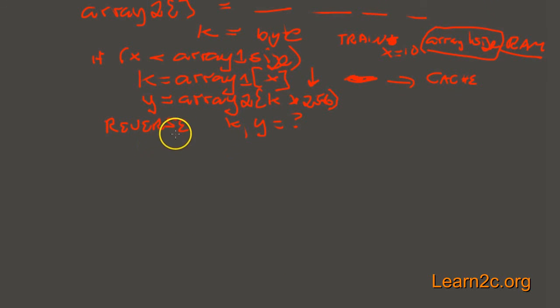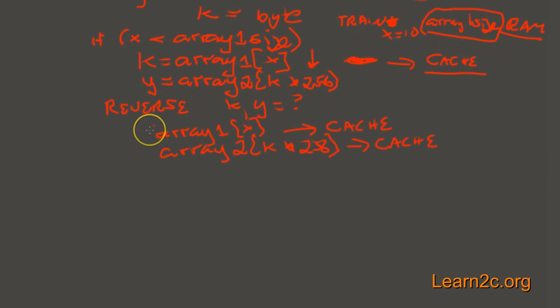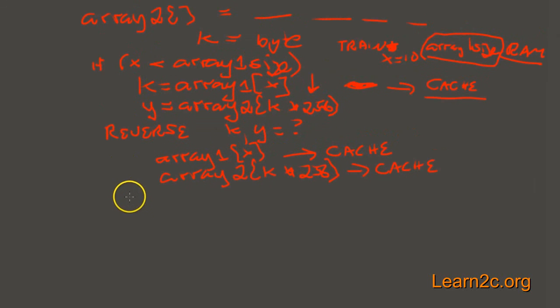Now, at this point, we don't know what the values k or y are. They were thrown away when we reversed out of it. I've added two statements after we've reversed here to show that the value array1[x] has been stored in cache. Also, the reference to array2, k times 256, was also stored in cache. Because these values are in cache, access to them will be very fast, and that turns out to be the trick to determine what the value of k is that we have read from the memory that we should not have had access to.